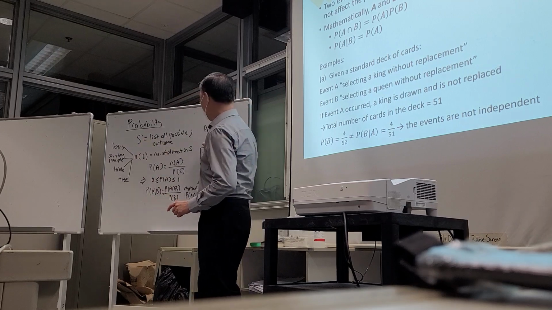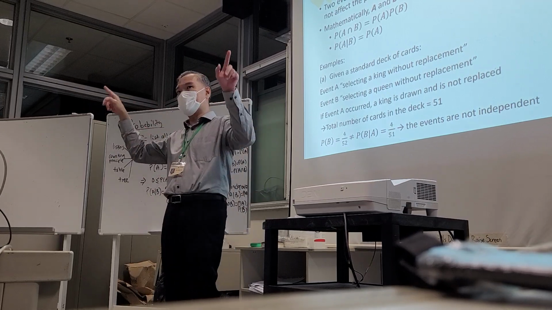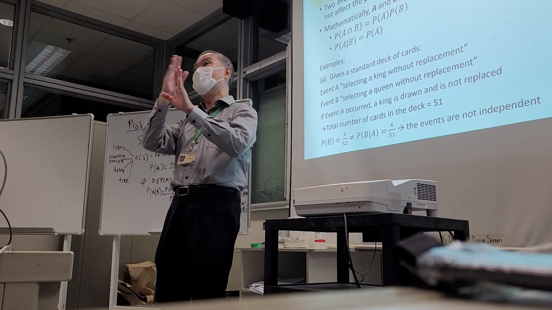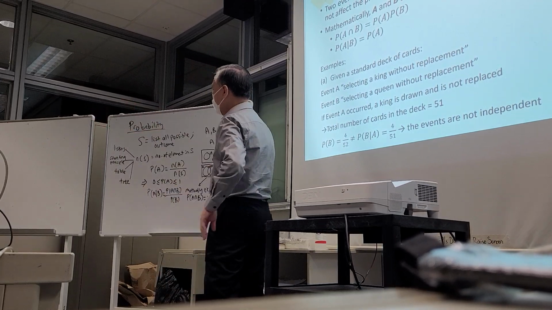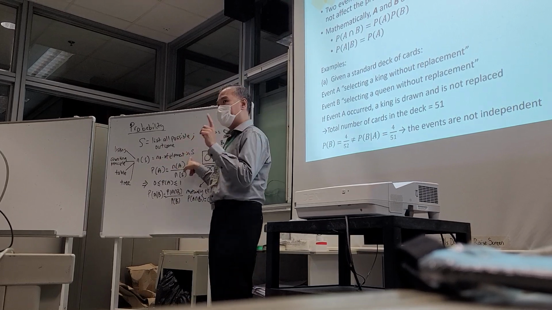S, A, and B will give you a set, a set of all the possible outcomes. It's a list of all the possible outcomes. You got it? So n of S is to count how many elements are in S.